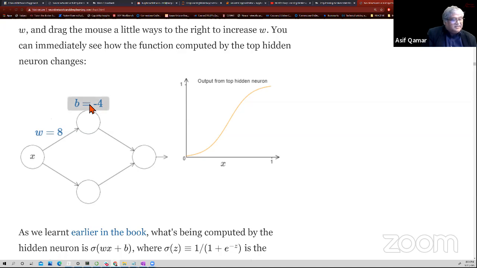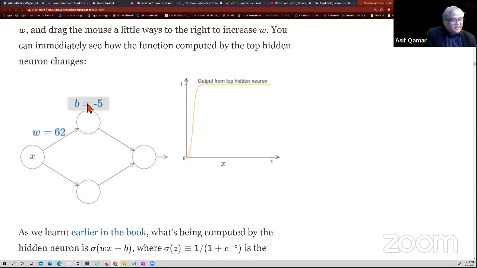Now let's play with this. See, as I move this B, do you notice that it is moving to the right or to the left? Let me start with the weight. See what happens when I increase the weight. Is it beginning to look like a step function now? So that serves a purpose. It shows that it does begin to look like a step.